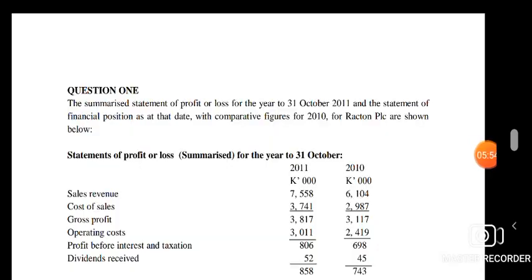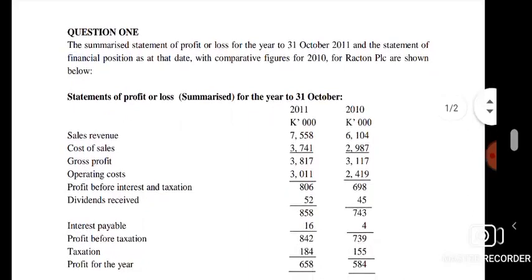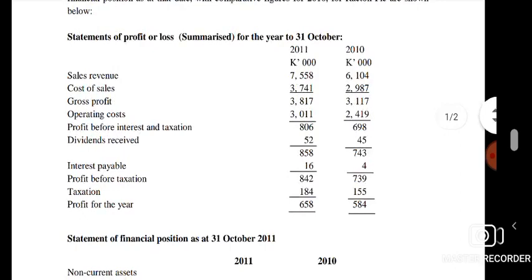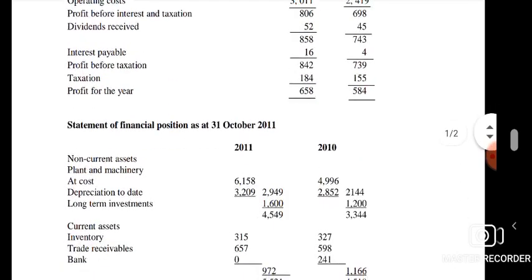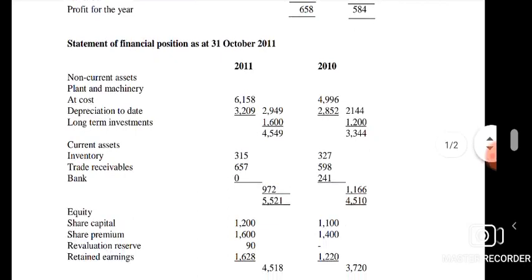Have that question. The summarized statement of profit or loss for the year 31st October 2011 and the statement of financial position as at that date with comparative figures for 2010 for Rakton PLC are shown below. So you have that statement of profit or loss. There you go. Then you have your statement of financial position for 2 years.